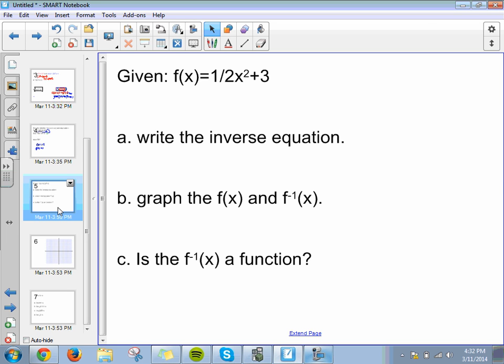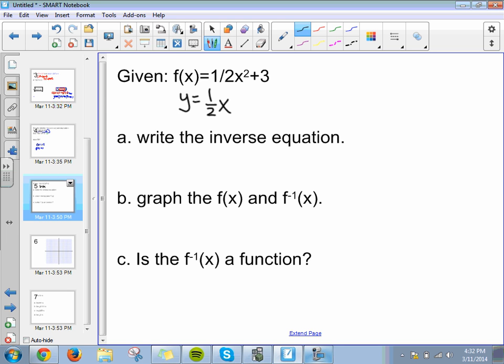So I'm going to do part A and part C on this page, and then I've got a graph for the next one. So for this first one, we want to write the inverse equation. What this really is right here is y equals 1/2 x squared plus 3. Remember that when we rewrite the inverse, we switch our variables out. So we have x is equal to 1/2 y squared plus 3.